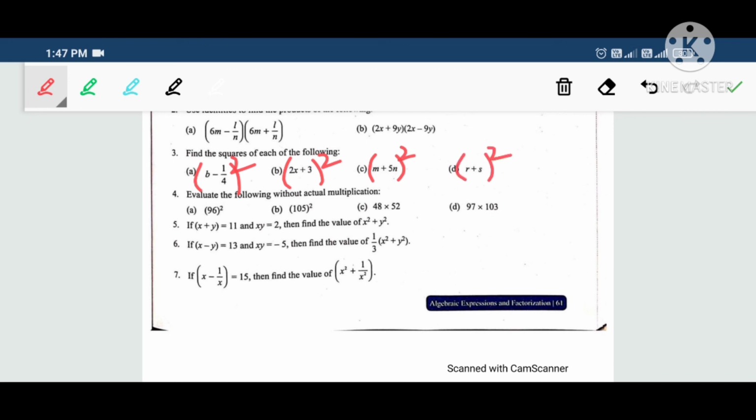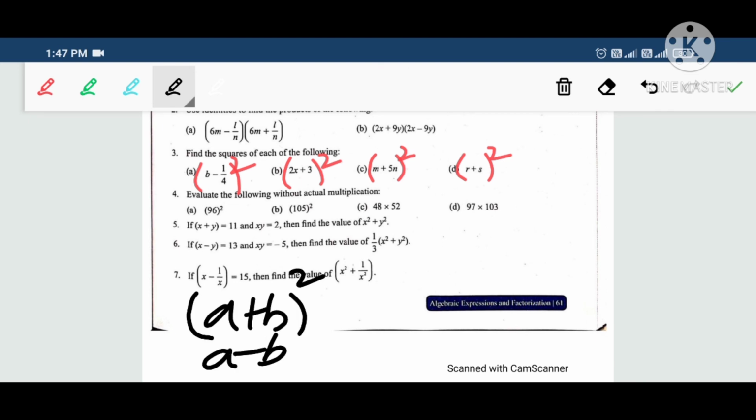So in this Roman, you do it as homework, because everything is under the same identities, a plus b the whole square and a minus b the whole square. You know already what is a plus b whole square and what is a minus b whole square, and also a square minus b square, that is a plus b into a minus b. So you can take x plus y and x minus y, x plus y into x minus y. Okay, by using these identities you can find the square of each of the following.